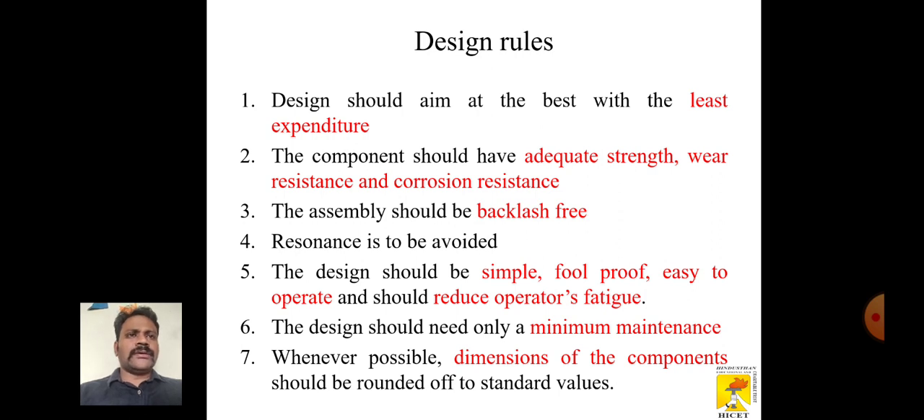So, what are the rules we can follow while designing a new component? The first one is that the design should aim at the best with the least expenditure, and the components should have adequate strength, wear resistance, and corrosion resistance. The assembly should be backlash free, resonance is to be avoided, and the design should be simple, foolproof, easy to operate, and should reduce operator fatigue. The design should need only minimum maintenance, and whenever possible the dimensions of the component should be rounded up to standard values.